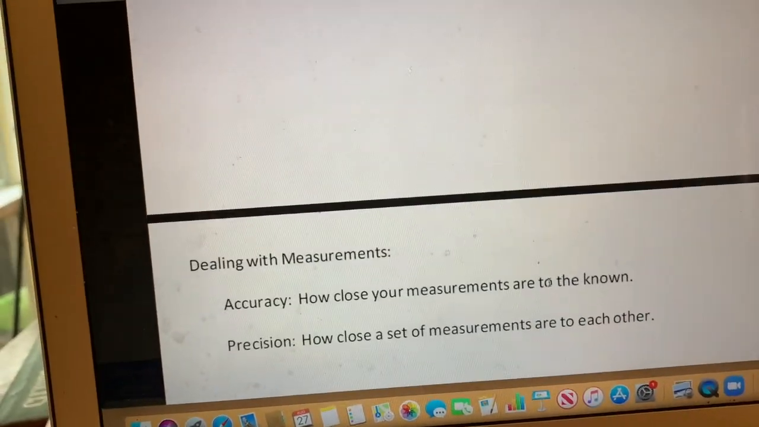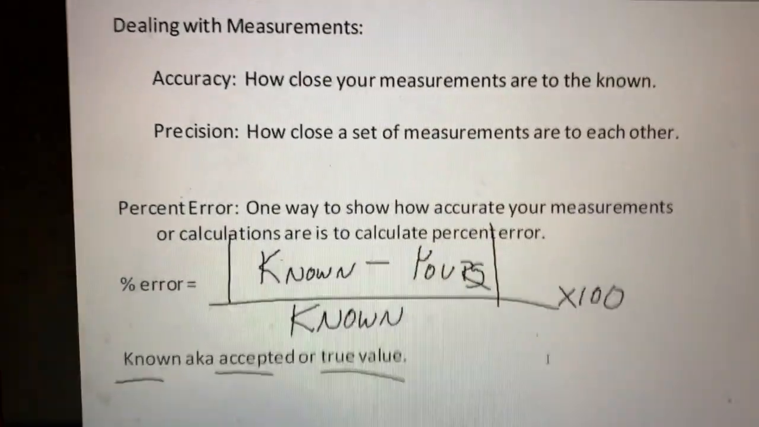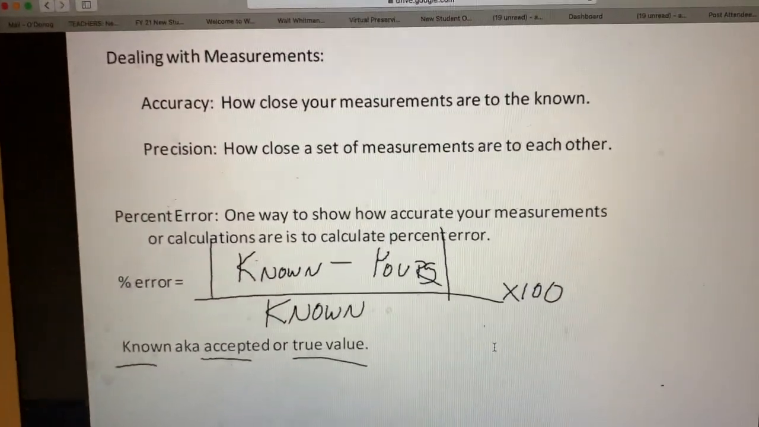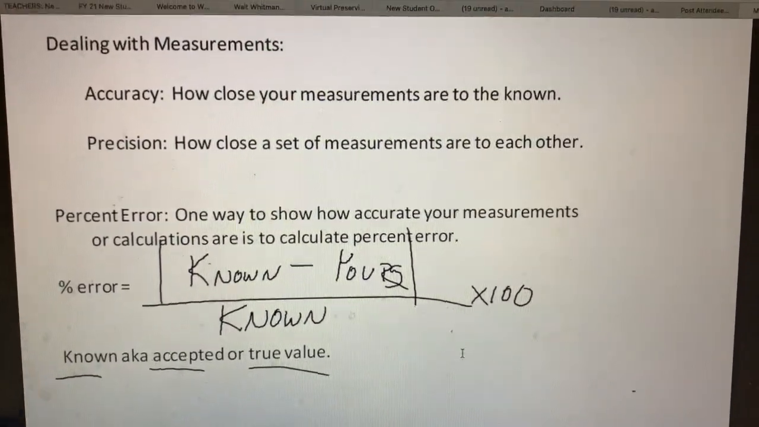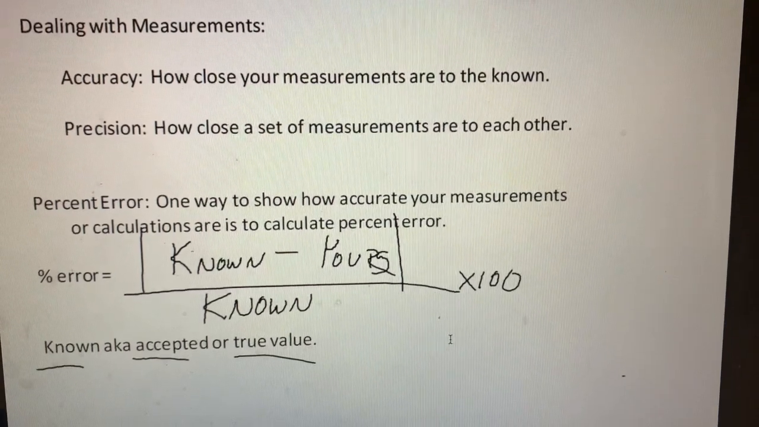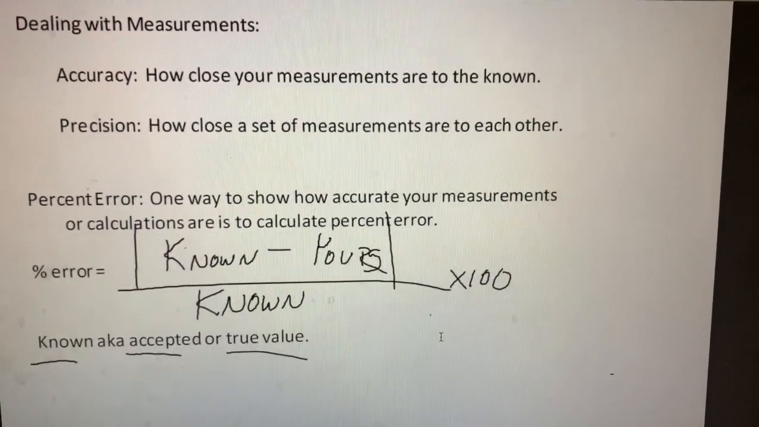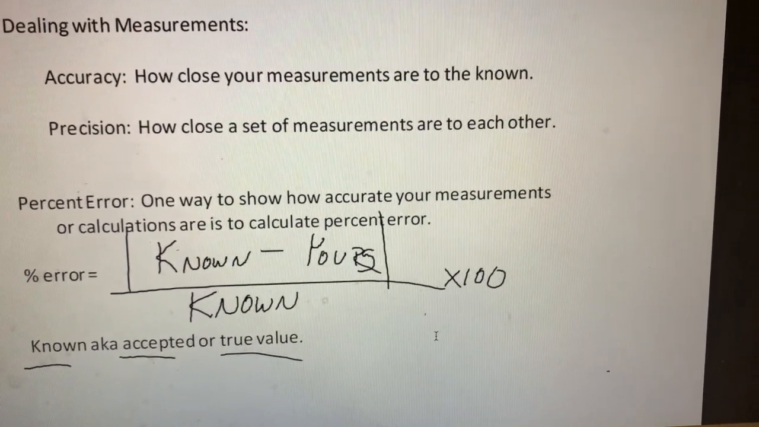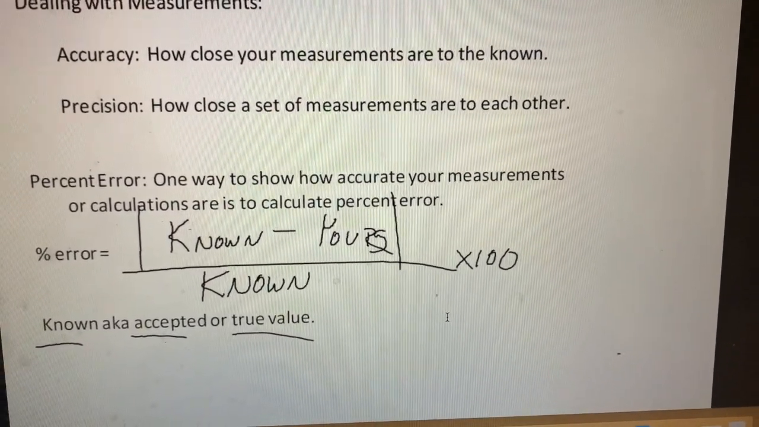Today is kind of a hodgepodge of notes, so this is our last slide for today, and this is what we call dealing with measurements. You're going to be doing a lot of measurements and a lot of calculations, and we're going to be asking you, how good are they? Questions that we might ask you are how accurate they are or how precise they are. Accuracy refers to how close your measurements are to a known value or a true value or the accepted value. Precision is how close a set of measurements are to each other.